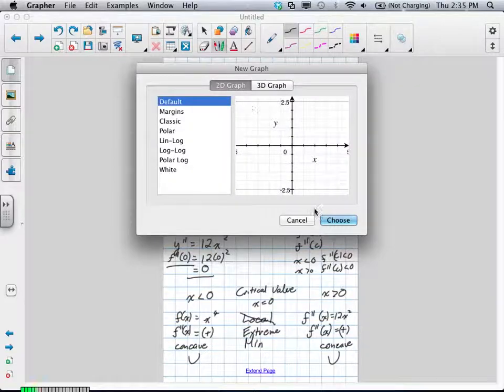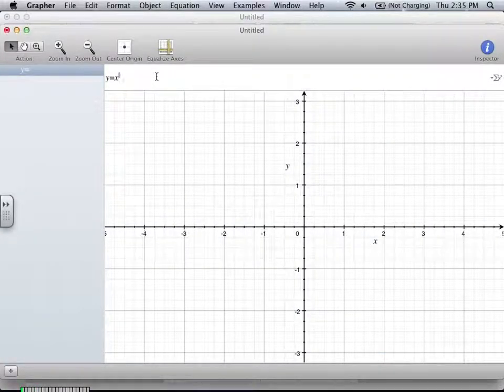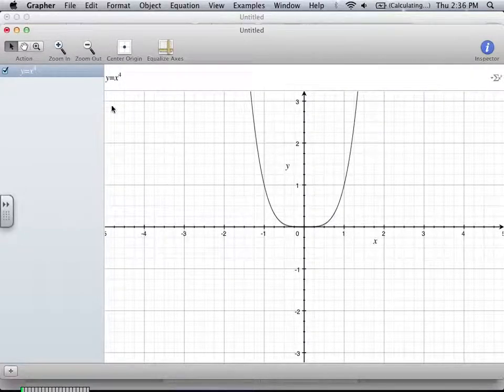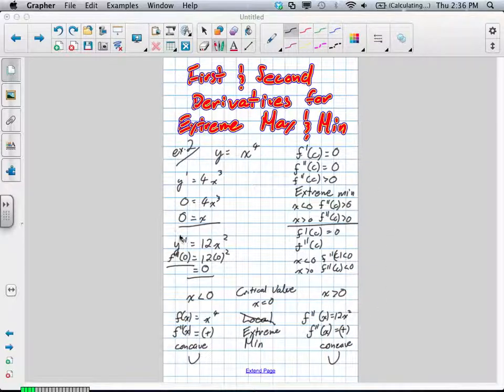And if I show you quickly on the grapher, let's put that function in. X to the power of 4. You'll notice we have an extreme right at 0. That's the absolute lowest point, and it just goes up from there the rest of this graph. Okay? So that's the idea we're trying to get at when we have these things fall true on a graph.